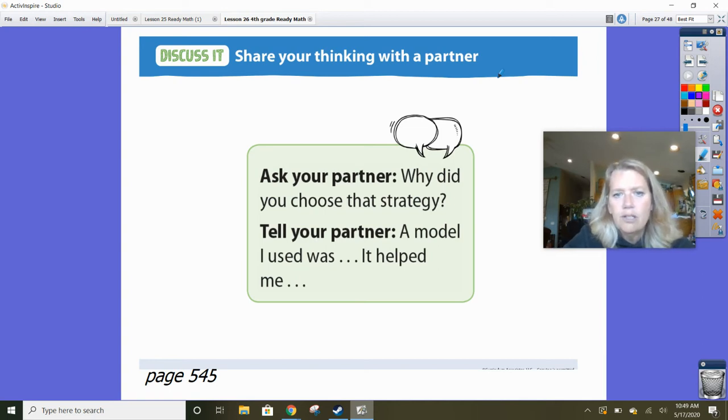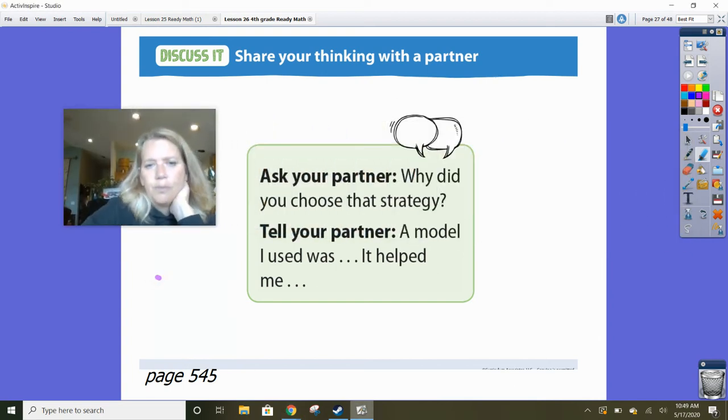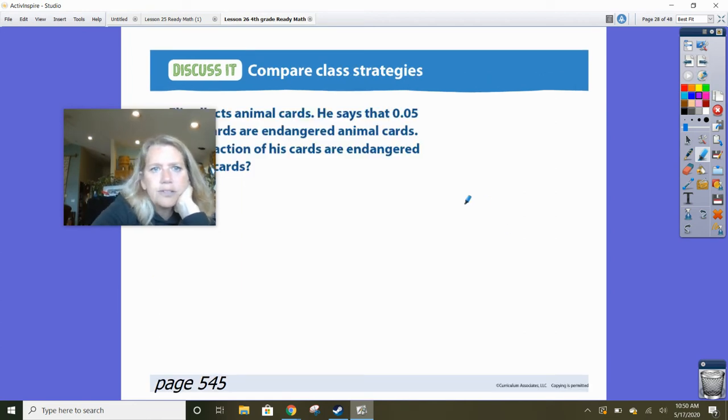Okay, so a model I used was, I chose the hundreds grid because it was very easy to just click in 5 little spots. Once I got there, it was quite easy. So that made sense for me. And let's look at a few other models.